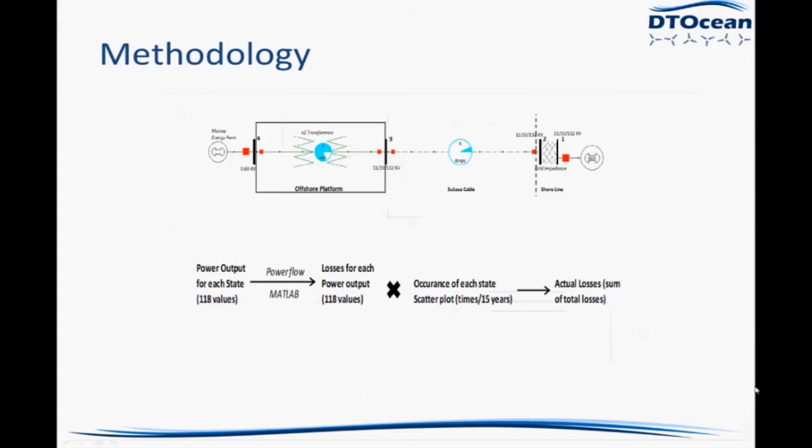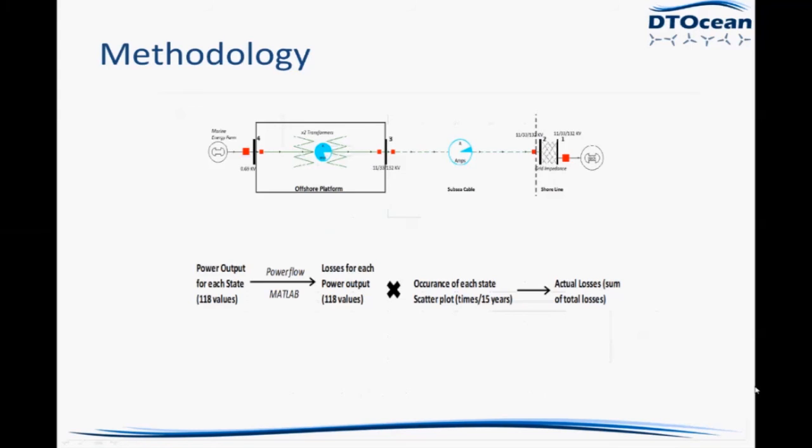And for the transmission system bit, what we have assumed is that the power generated goes through the offshore platform and the transformer, which could be either one or two, and the cable back to the shore, the system impedance here, and the rest of the network here.